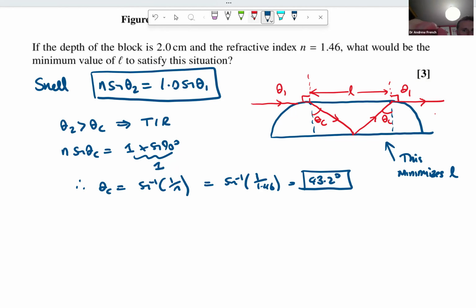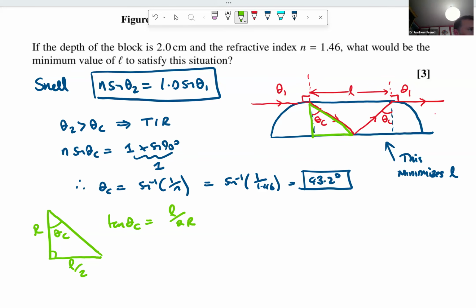So let's do some geometry now. All we need is the right kind of triangle. Let's look at this bit here, which I'll draw in green. That's L on 2, that's R, and that's my critical angle. So tan of theta c is L on 2 divided by R, and that means L is going to be 2R tan theta c. Okay, and there we go.